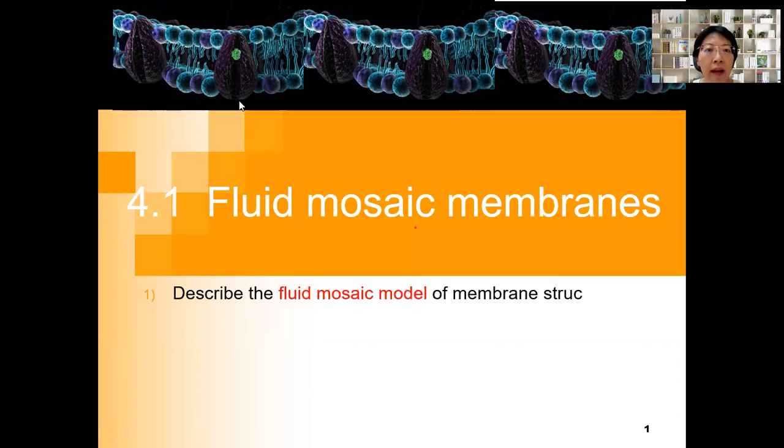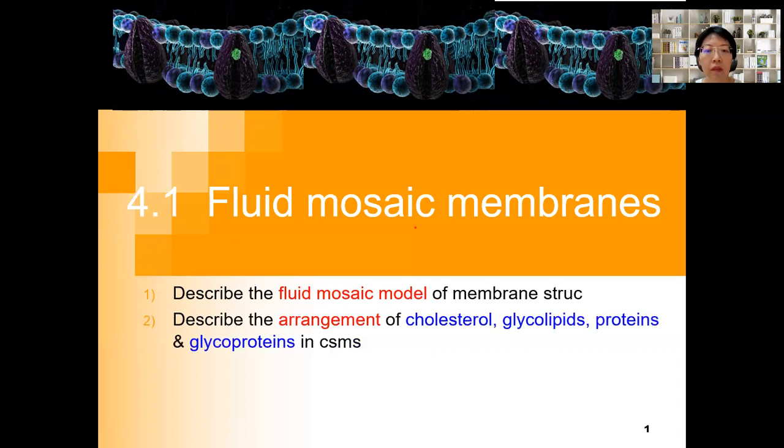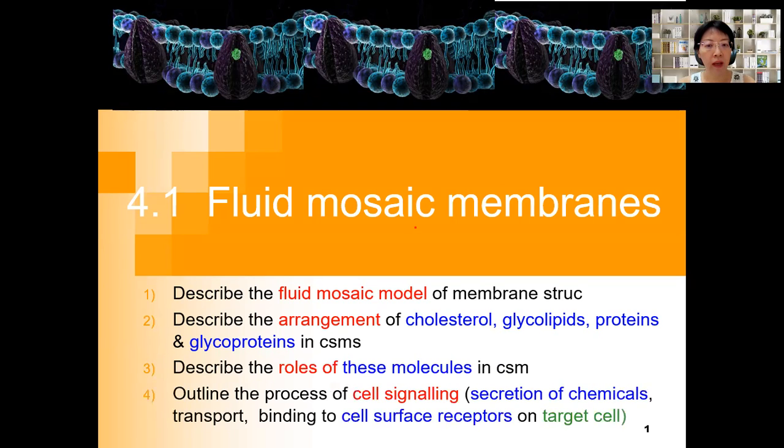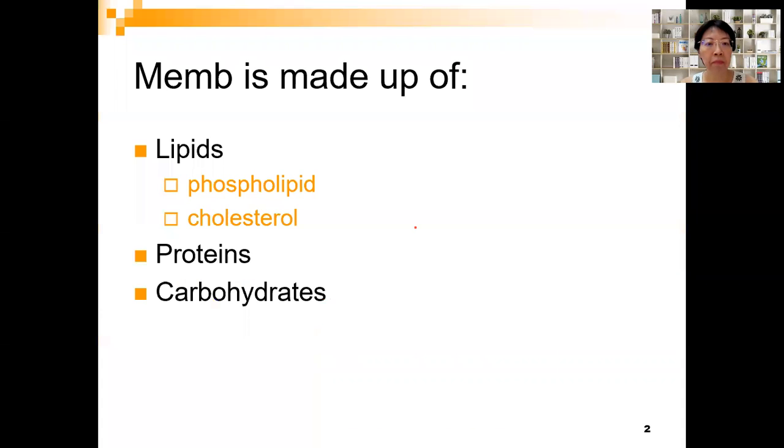Okay, so the learning outcome for today's lesson is to describe the fluid mosaic model of the membrane structure, and to describe the arrangement of cholesterol, glycolipids, proteins, and glycoproteins in the cell surface membrane, and to also describe the roles of these molecules in the cell surface membrane. And the fourth one, we will touch on it in the next lesson because it needs more explanation on this part. And this is new to you, okay?